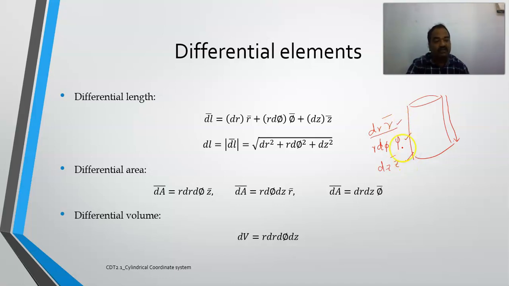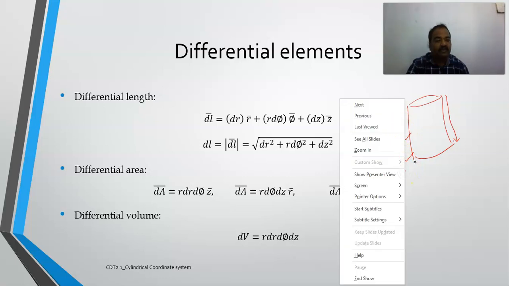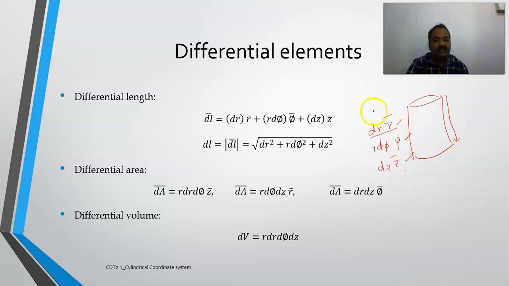If I want all these directions, then I'll consider it as dr into R bar plus R d phi into phi bar plus dz into Z bar. The magnitude of this, we already know, is the square root of dr square plus R d phi whole square plus dz whole square. This is the differential length. Now if I want to consider two dimensions, out of these three I should consider two things.